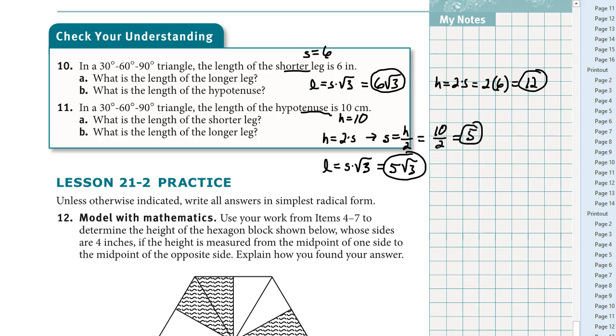So in this lesson, we wrote some formulas that we can use for 30, 60, 90-degree triangles. These kinds of triangles have a short leg, a longer leg, and a hypotenuse.